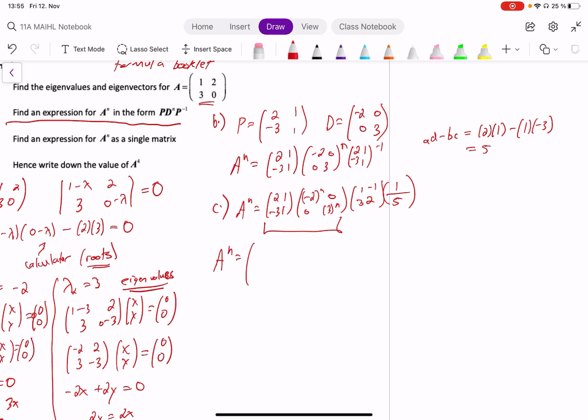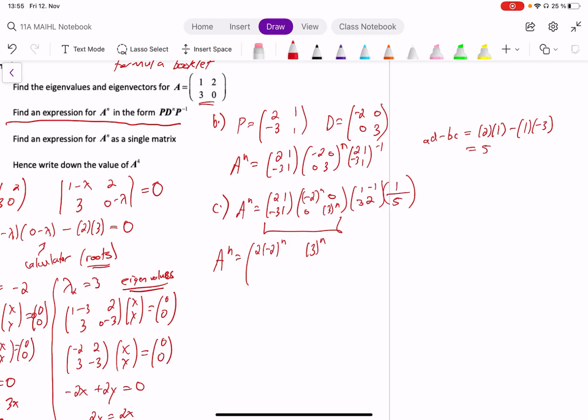And so that will give me 2 times negative 2 to the n plus 1 times 0. So that's the first entry. That's done. 1 times 0, I don't need to write. The second entry would be row 1 times column 2, so 2 times 0, plus a 1 times 3 to the n, so this is just 3 to the n.